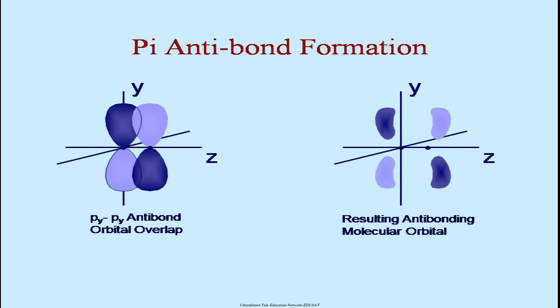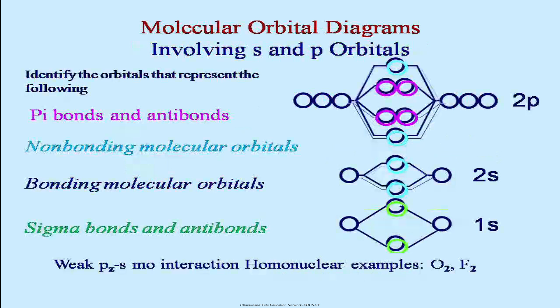If they are not on the same side, then the anti-bonding formation condition is favored, and this is the lateral overlapping of p orbital lobes of opposite sign. These two signs will favor the pi anti-bonding formation. The molecular orbital diagram involving s and p orbitals is as follows.